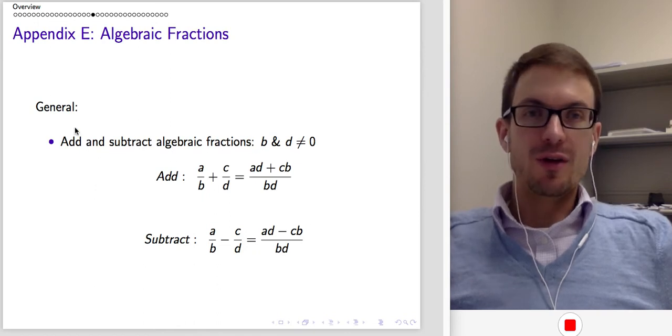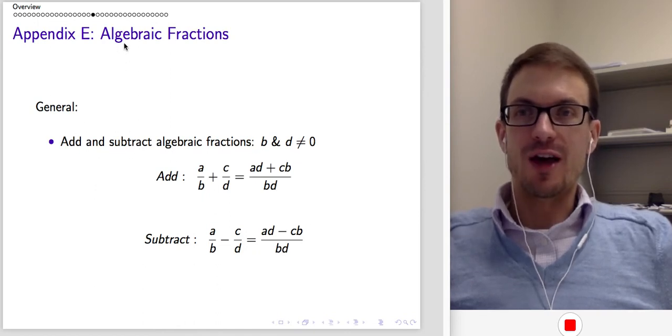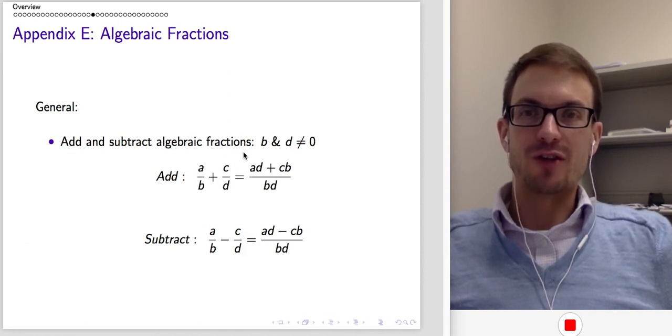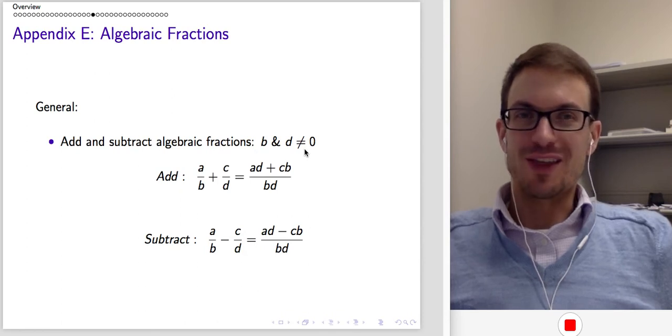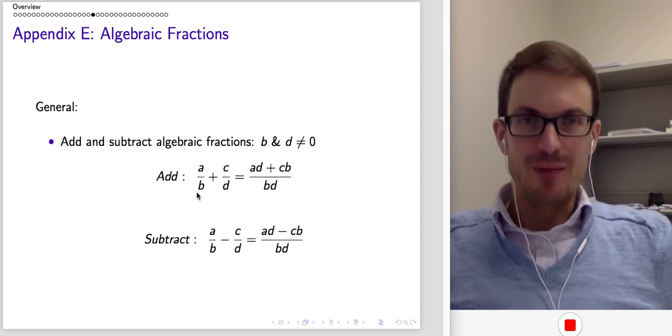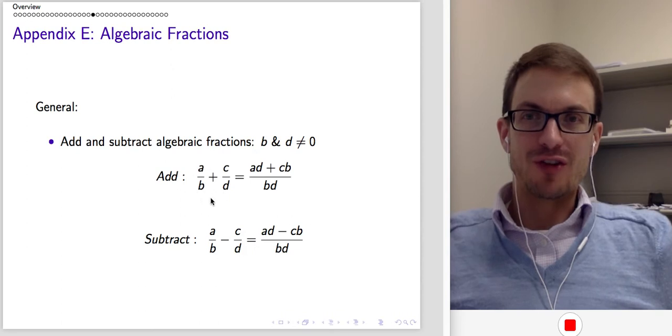So in general, if we're using operations on algebraic fractions, we can add and subtract algebraic fractions, provided that b and d are not 0. Why can't they be 0? Well, b and d are our denominators. If they're 0, then these fractions are undefined, and of course their sum is going to be undefined.